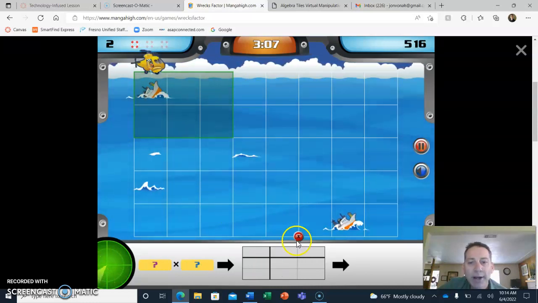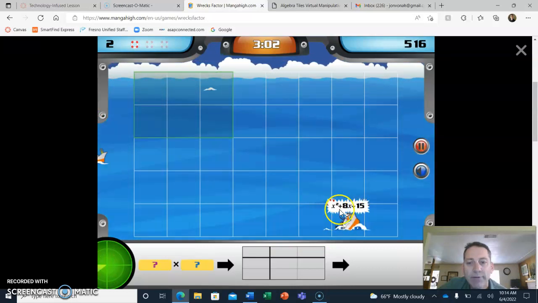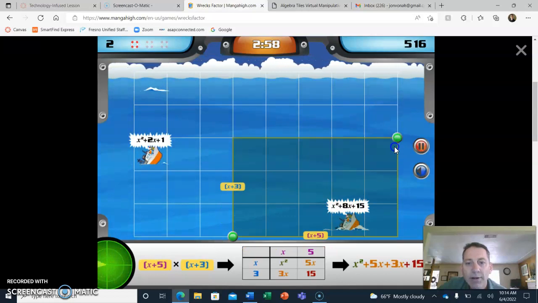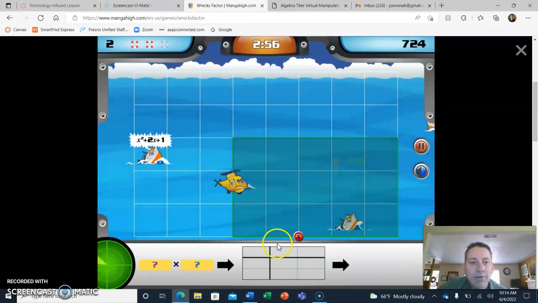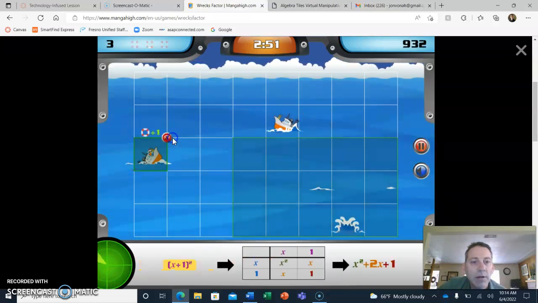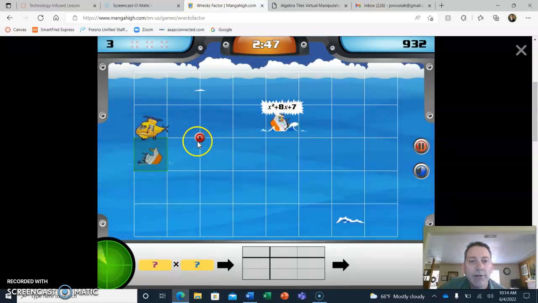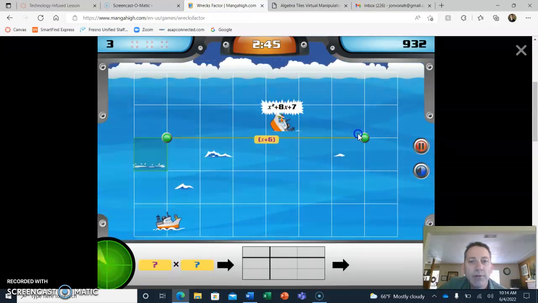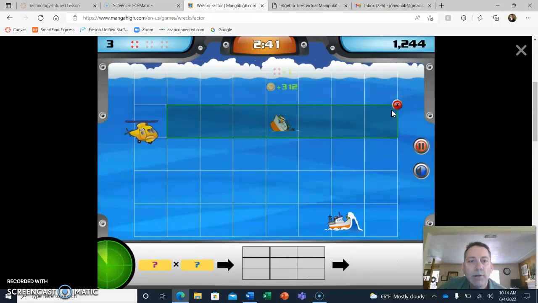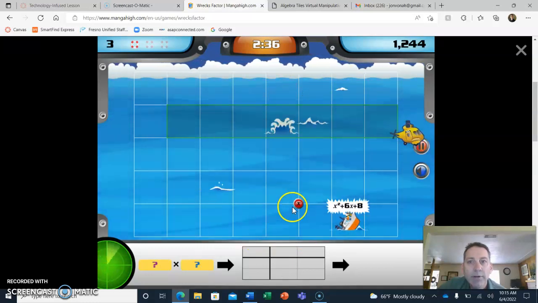So it just gives them practice on how to factor these. This is going to be a 5 and a 3. So you get that. It's really cool. Wow, this is a 1 by 1. So they can get really good at factoring. It gives them some fun practice. This would be 7 by 1, and so on. So pretty cool.